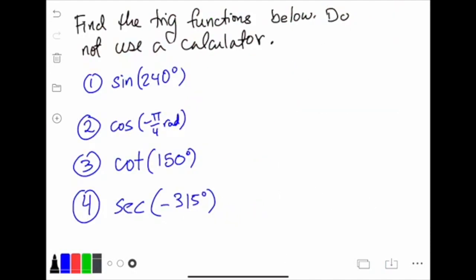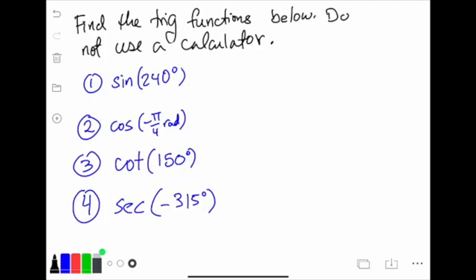Now, to wrap this video up, try to solve these trig functions on your own without the use of a calculator. The only time that I will tell you not to use a calculator is because these angles, believe it or not, will refer to one of the special angles, 30, 45, or 60. However, if you are going to be working with angles that are not special angles, or do not refer to those angles, then you will need a calculator.